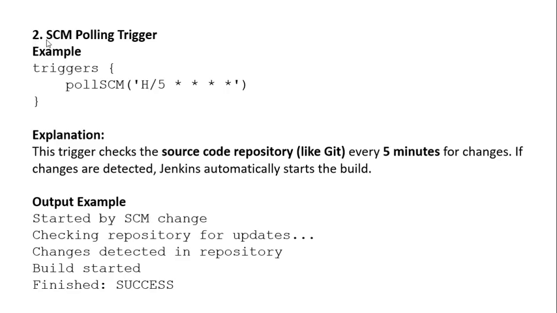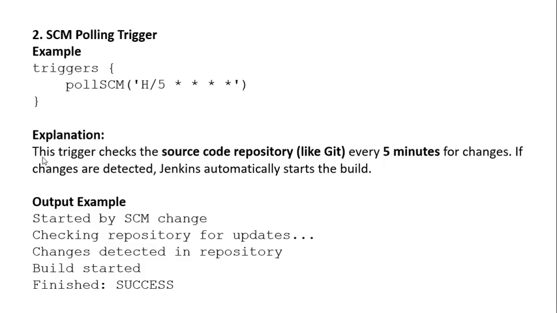And the second one is the SCM polling trigger. triggers, curly braces, inside pollSCM, with SCM in capital letters, and brackets inside single quotes H/5 and four stars, and all the braces close.